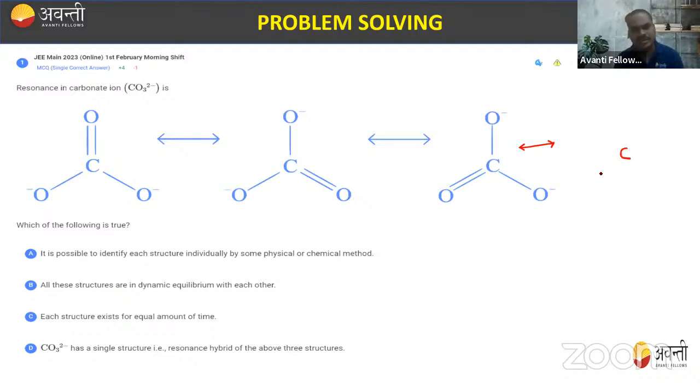The resonance hybrid will look something like this. If we look at the resonance hybrid, it is like this, this one and this one, right? And all of them have partial double bond character, right? So this is a resonance hybrid structure of this carbonate ion. So what it says is that CO3 has a single structure, a resonance hybrid of these structures, right?